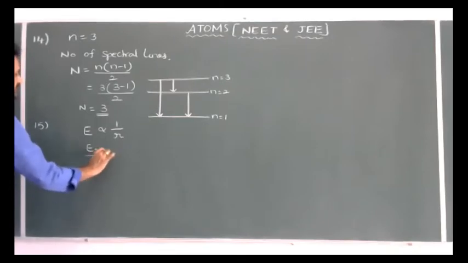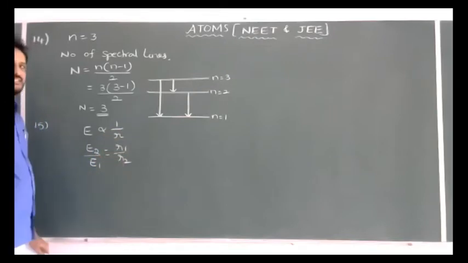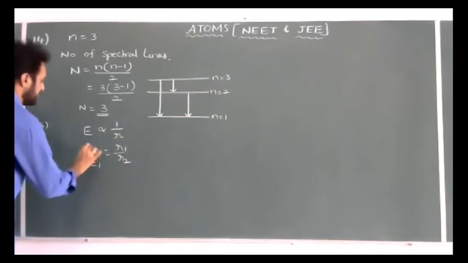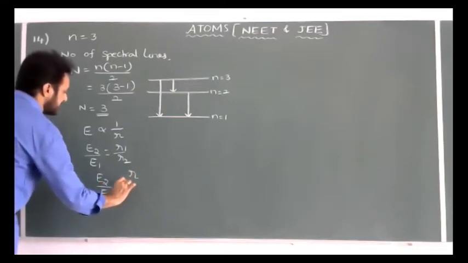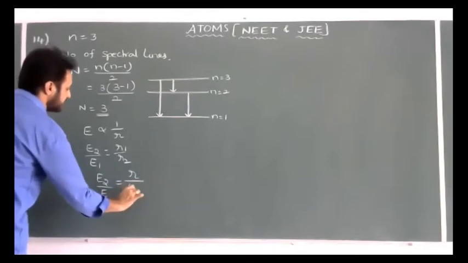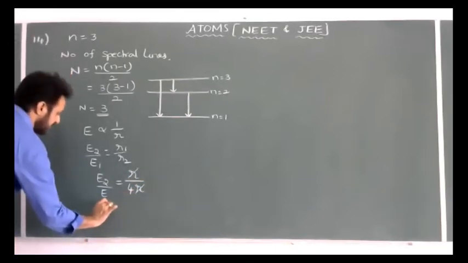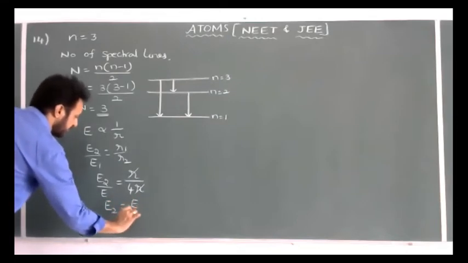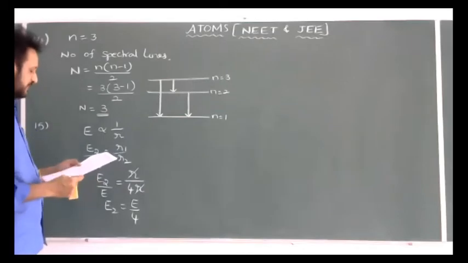E2 by E1 is equal to R1 by R2. So we should calculate E2. The initial energy value is equal to E given. The starting radius is equal to R, but the final radius is equal to 4R. R and R get cancelled. Therefore, E2 is equal to E by 4. That is, the fourth option is correct.